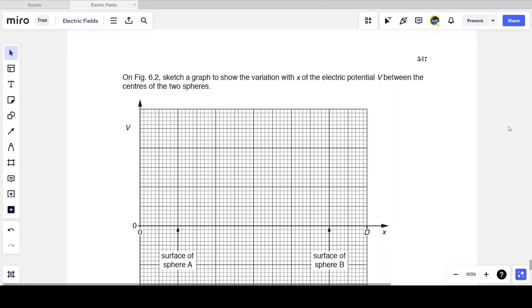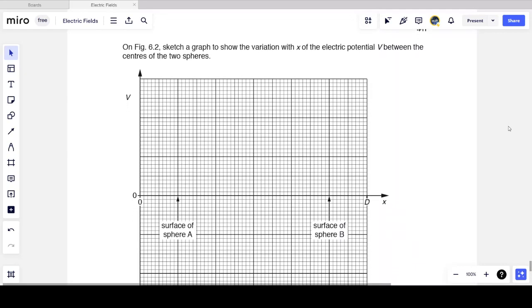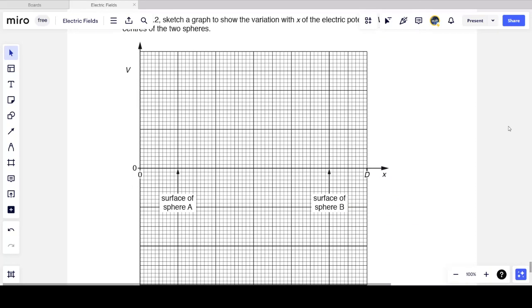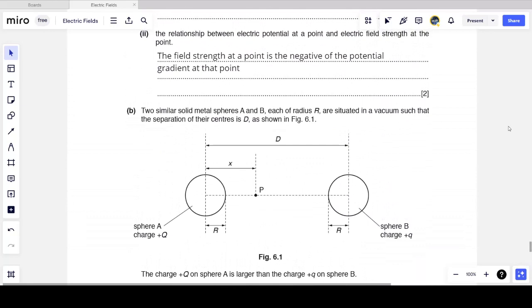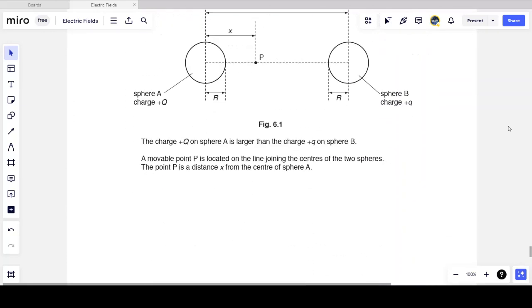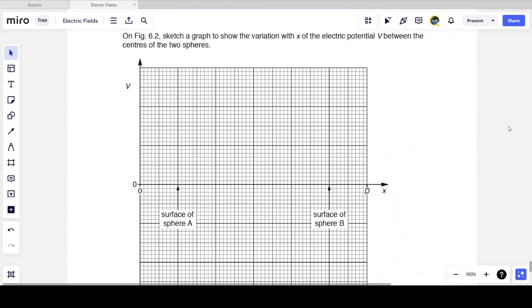We are told on figure 6.2 to sketch a graph to show the variation with x of the electric potential between the centers of the two spheres. So similar to the sketch we did before, two positively charged spheres, they have the same shape and same size, but they don't have the same charge. The radius of sphere A and the radius of sphere B, we can see they both take up one big block in this figure. But the graph is not going to be completely symmetrical.